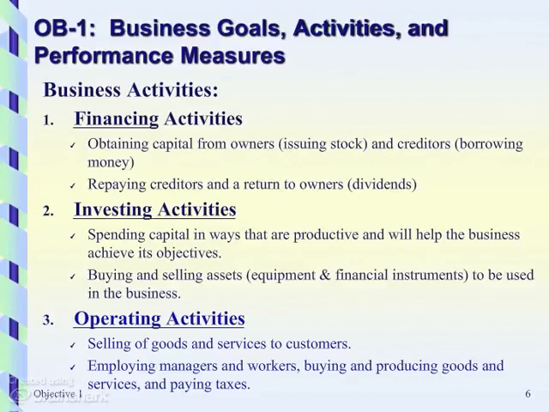And lastly, operating activities. These are the daily operations of that business, the selling of the goods or services to its customers that generate all the sales and expenses of that business on a daily basis. This is employing managers, workers, buying our products, selling our products, paying our fees, doing all the activities of that business on a daily basis. Those make up the operating activities. So essentially, the activities of a business are financing activities, investing activities, and operating activities. All functions of the business can be broken down into those three different categories.